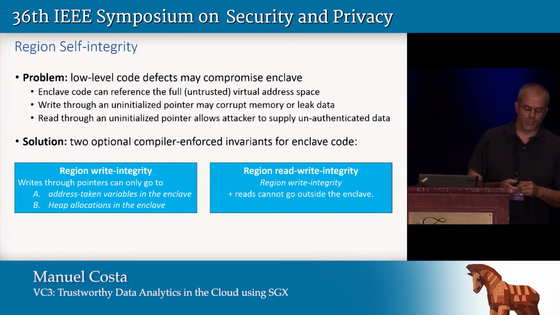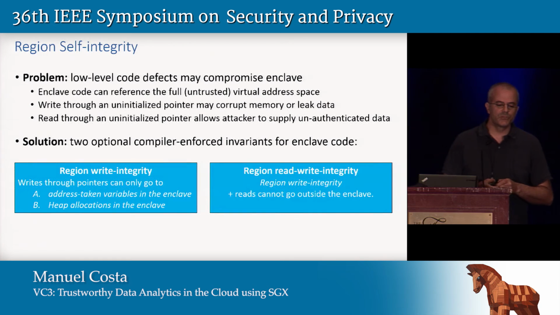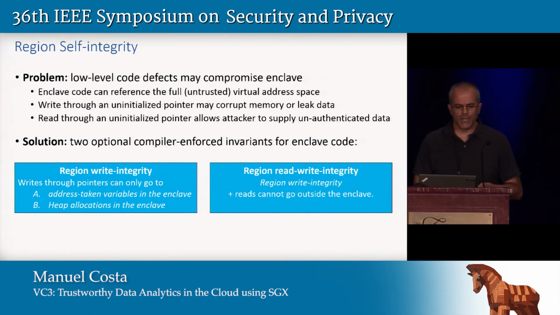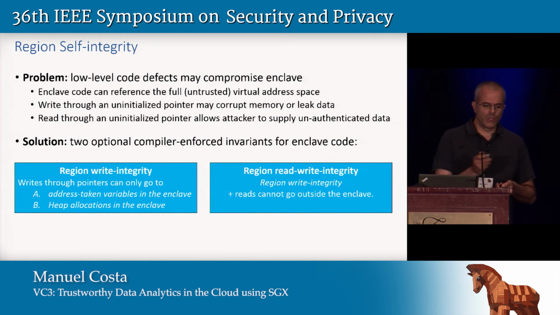One of the guarantees is what we call region write integrity, which guarantees that writes through pointers can only go to address taken variables inside the enclave or heap allocations in the enclave. This, for instance, guarantees that any write through a pointer can never corrupt non-address taken data inside the enclave and can never write data outside of the enclave. So that's the first invariant. And the second one is augmenting region write integrity with the guarantee that reads cannot go outside the enclave. Users can choose not to use any of these or either one of them.